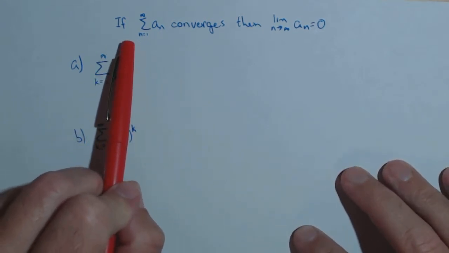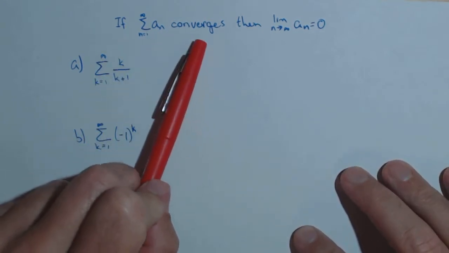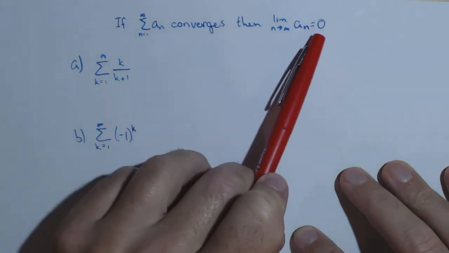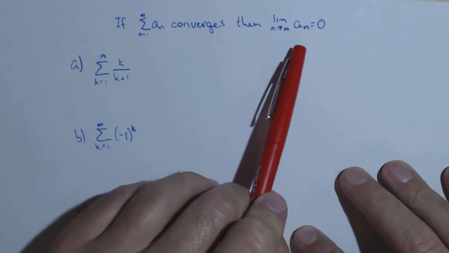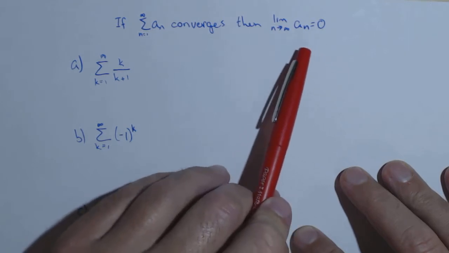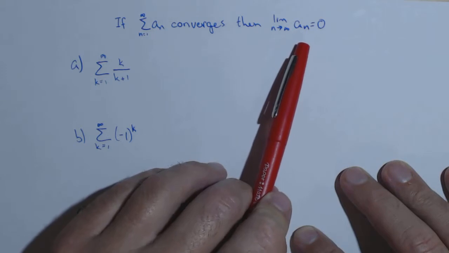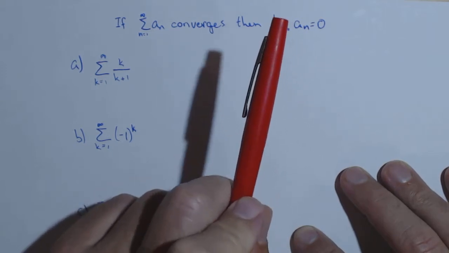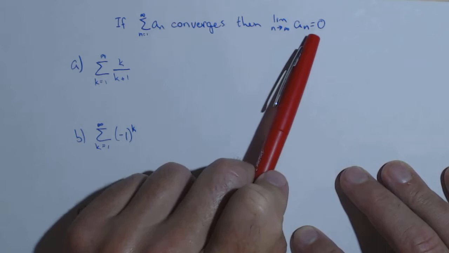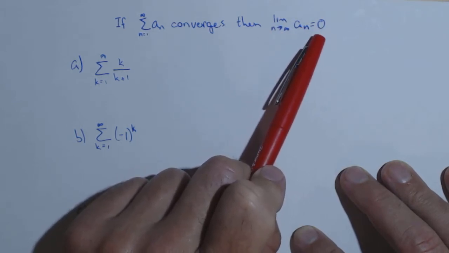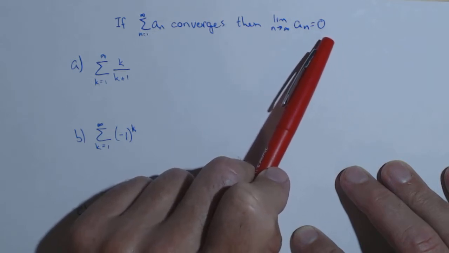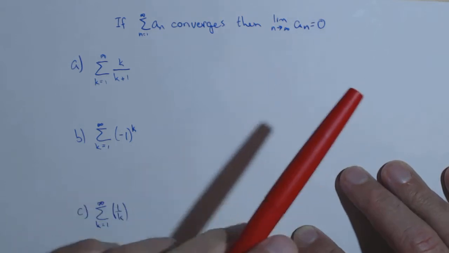So we have a theorem that says if an infinite series converges, then the sequence must go to 0. Now the reverse does not necessarily hold. We cannot say if this sequence goes to 0, then the series converges. But what we can say is if this sequence does not go to 0, then the series diverges, because we'll always be adding something on to that infinite sum, so the sum cannot converge.